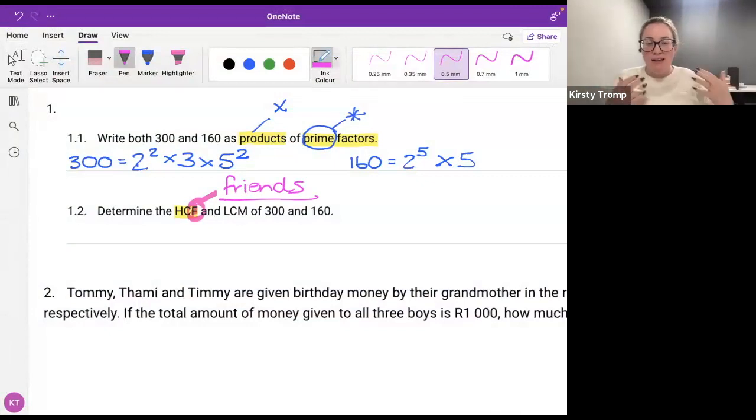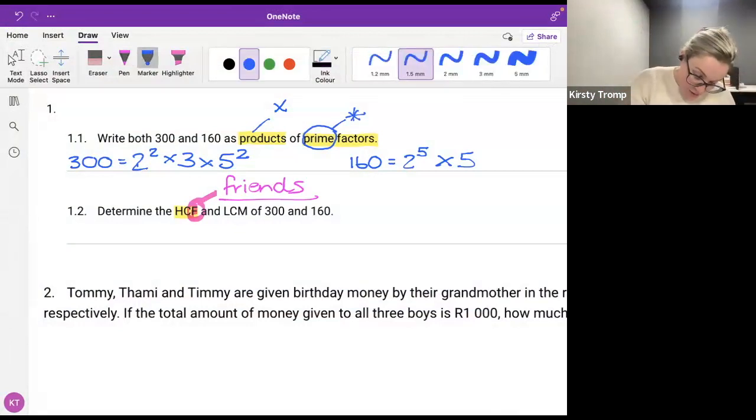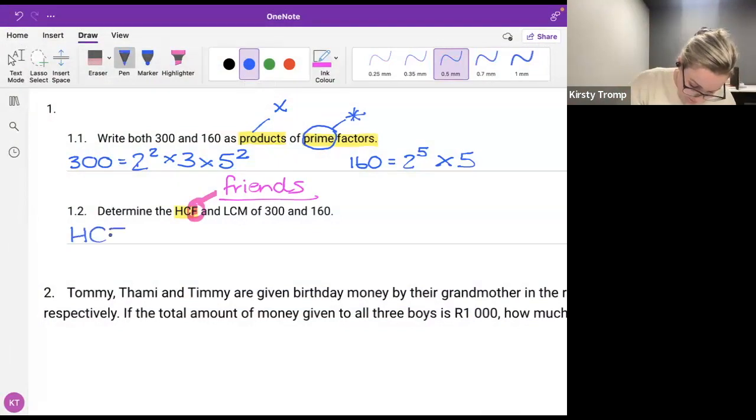Okay, so highest common factor, yes, we're looking for the highest common factor, but what it means is that we're looking for the numbers that need to be friends in this case. All right, so when we're looking for our HCF, we're looking for the things that can be friends here in the products.